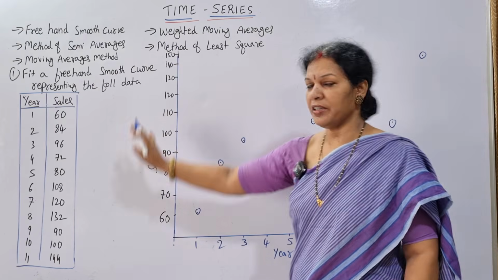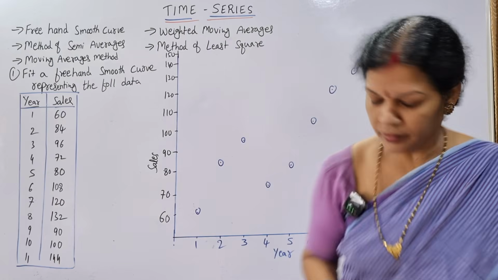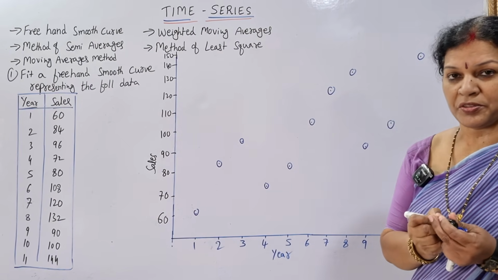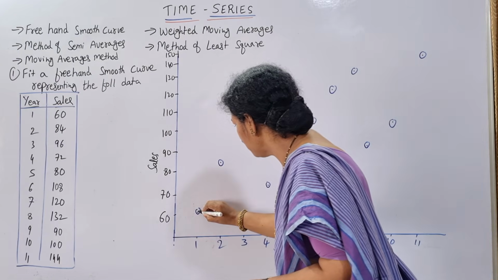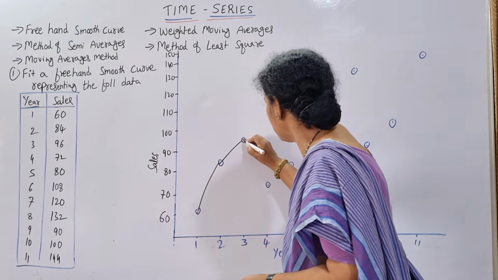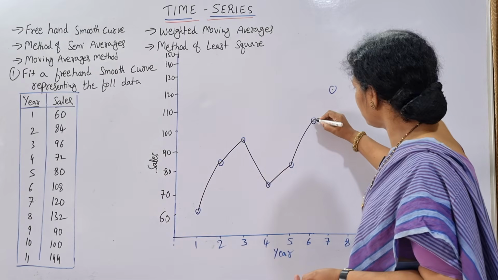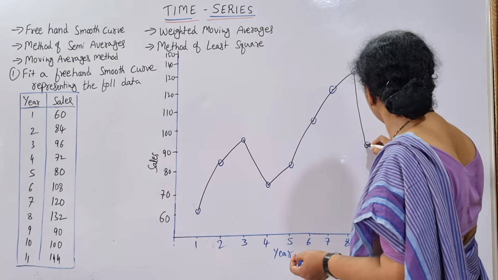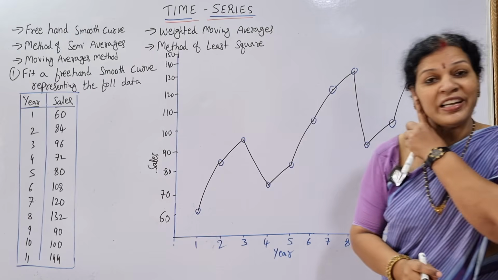We have plotted the given data. What we are going to do now, we have to join it. All these dots, plotted dots, we have to join. If you want, you can use even the scale also. Am I joining properly? This is the free hand line, okay?